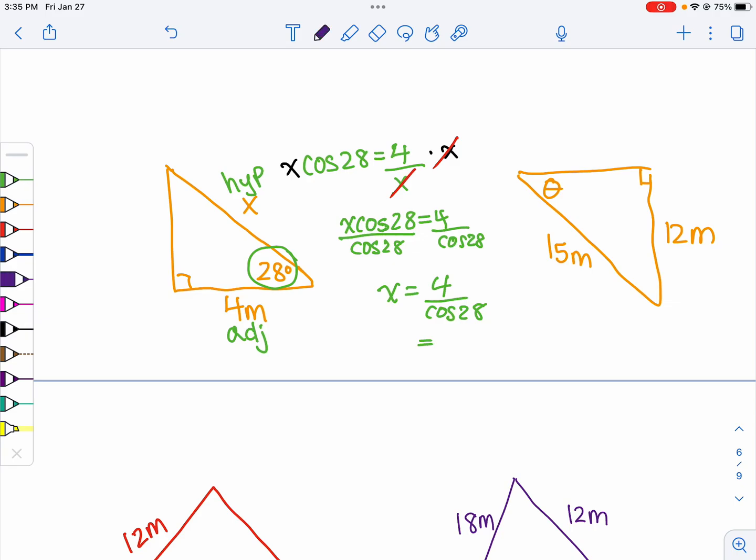And then this one's just a bit different because you're finding the angle. So this is my opposite, this is my hypotenuse, so I have to use sine. So sine theta equals 12 over 15. In order to find a missing angle, you're always going to be doing inverse sine, inverse cos, or inverse tan of whatever 12 divided by 15 is. And that will tell you your angle.